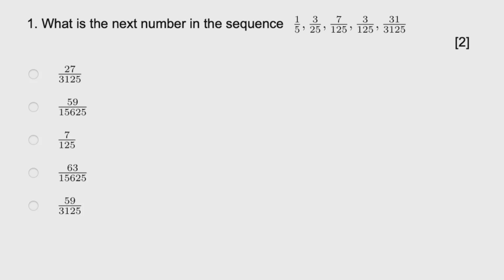Let's first look at the numerator of each fraction. We can see that they are all odd numbers, but it doesn't tell us any useful information. So let's look at the denominators: 5, 25, 125, and 3125. We can see that they are all multiples of 5. And 25 equals 5 times 5, which is the first denominator multiplied by 5. And 125 equals 25 times 5.